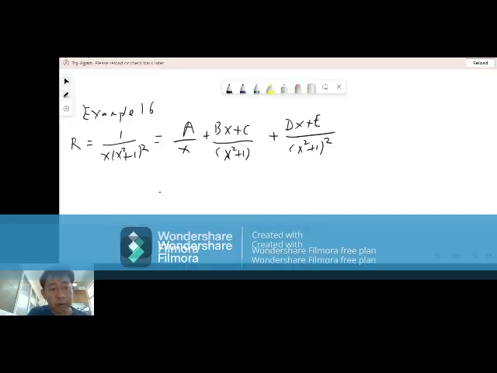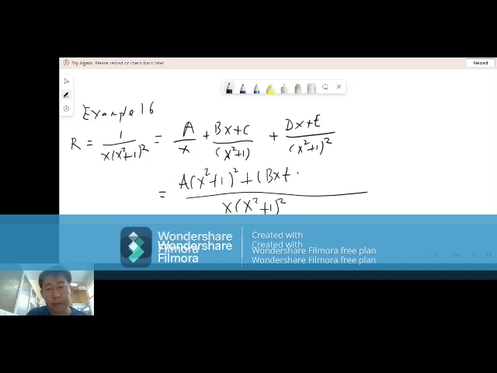To obtain the constants A, B, C, D, and E in the partial fractions, we just have to sum up the three partial fraction terms into the following form, where the denominator is made up of the common factors appearing in the denominators of the partial fractions. The A term has to be multiplied by x squared plus 1 squared. The linear factor term bx plus c is to be multiplied with x and x squared plus 1. The linear factor term dx plus e is to be multiplied by a factor of x.